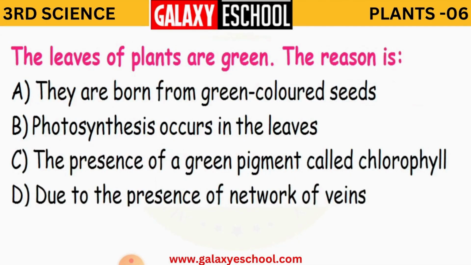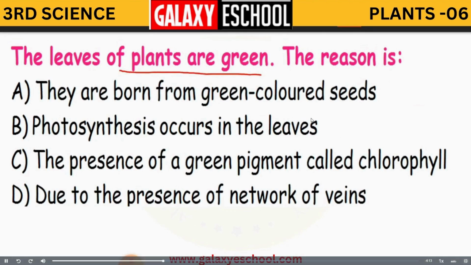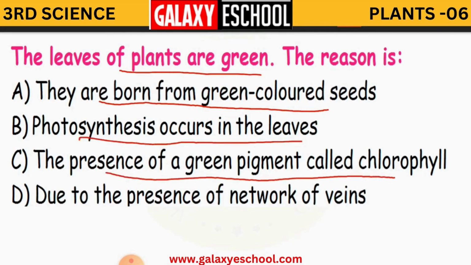The leaves of plants are green. The reason is, the leaves of plants are green in color and the reason is they are born from green colored seeds. Photosynthesis occurs in the leaves. The presence of a green pigment called chlorophyll. Due to the presence of network of veins. So what will be the answer children?